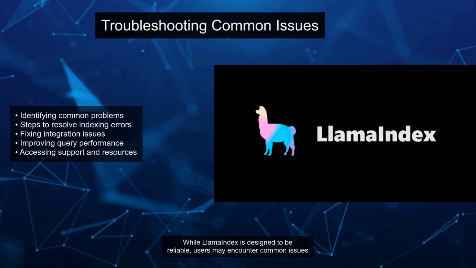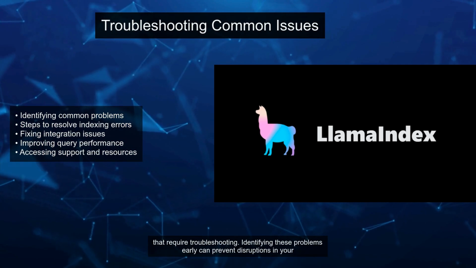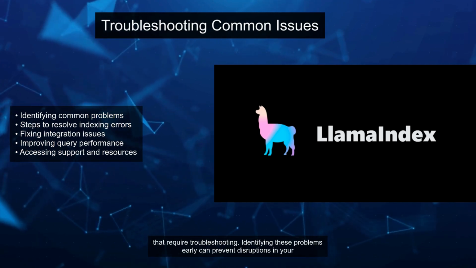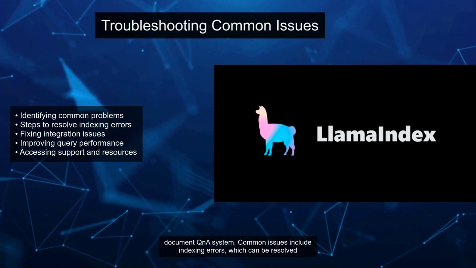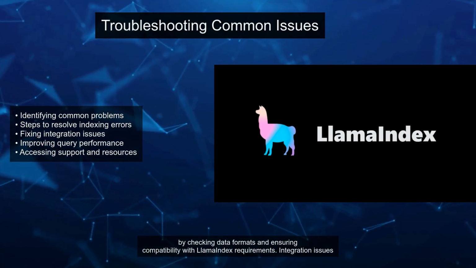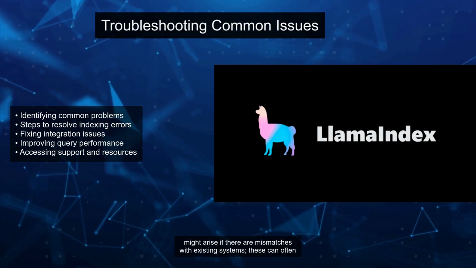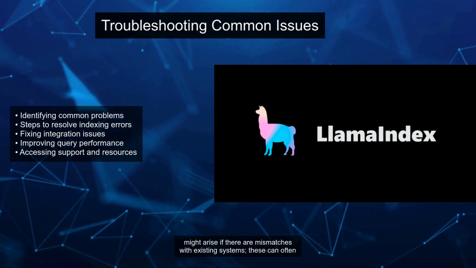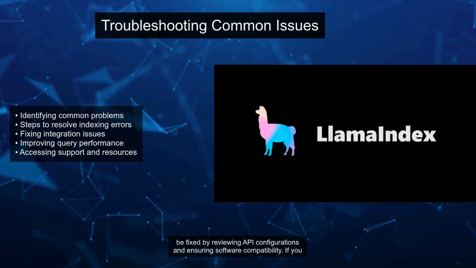While LlamaIndex is designed to be reliable, users may encounter common issues that require troubleshooting. Identifying these problems early can prevent disruptions in your document QnA system. Common issues include indexing errors, which can be resolved by checking data formats and ensuring compatibility with LlamaIndex requirements. Integration issues might arise if there are mismatches with existing systems. These can often be fixed by reviewing API configurations and ensuring software compatibility.